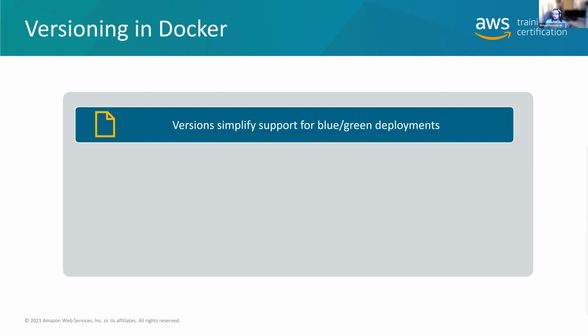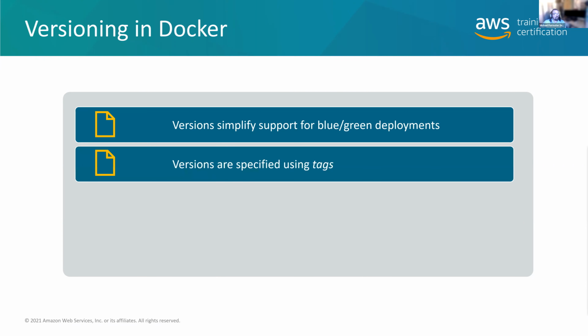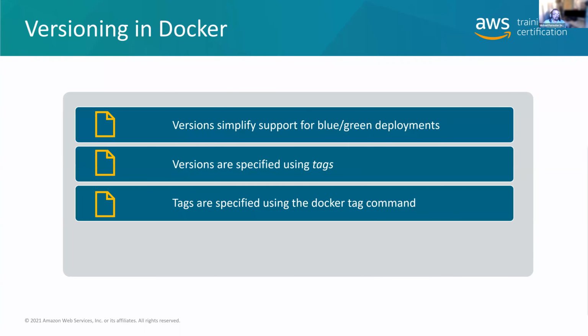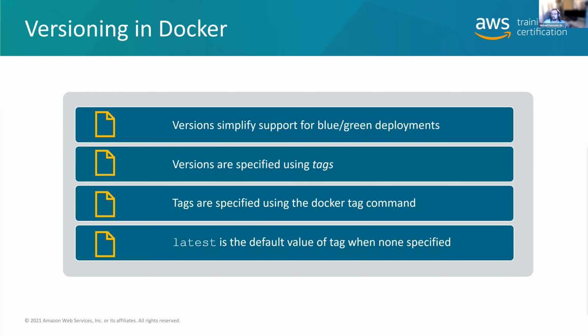So just know that you typically want to tag your containers with specific versions. This is version 1 of my app. This is version 2 of my app. And every time you deploy or build a new container image, you're going to increment the version. And Kubernetes, for example, will do that for you, just as an FYI. Versions are specified using tags, which is what I just said. Tags are specified using the Docker tag command, or when you run a build, you can actually do a -t and specify the tag. Latest is the default value.